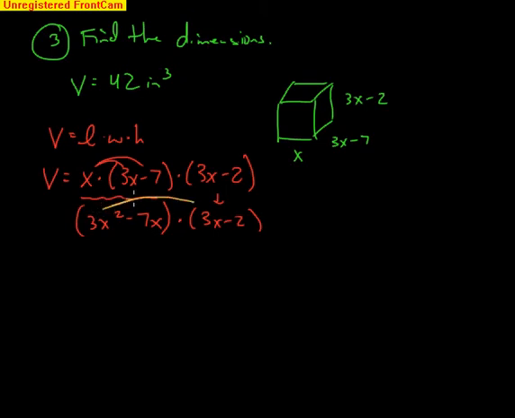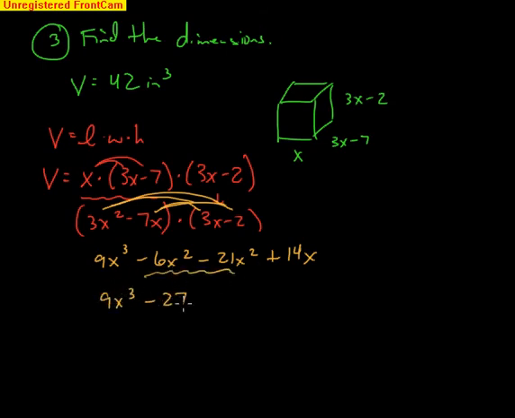So this 3x squared has to go once, twice. 9x squared. Oh, I'm sorry, 9x cubed. I apologize. 3x squared times 3x is 9x cubed. 3x squared times negative 2 is minus 6x squared. So that's the first two. Then we do the negative 7x to both. Negative 7x times 3 is negative 21x squared. Negative 7x times negative 2 is positive 14x. And we will combine these and get 9x cubed minus 27x squared plus 14x. And that is what my volume is.